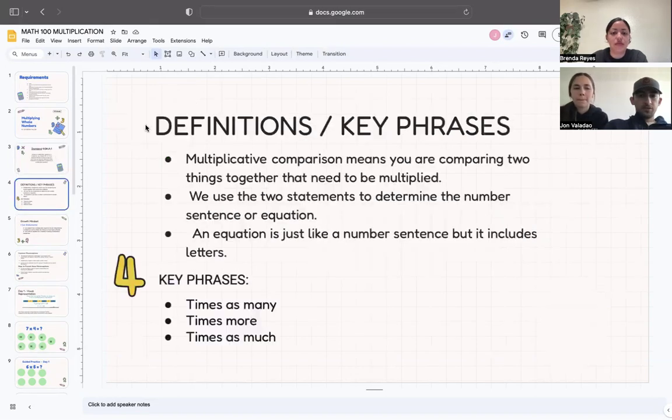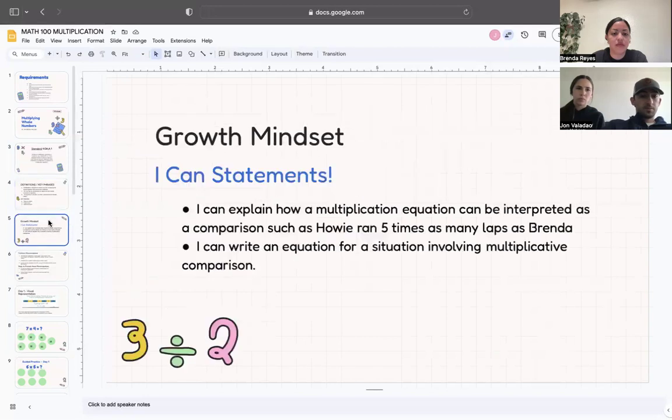So our definitions and key phrases for this lesson. Multiplicative comparison means you are comparing two things together that need to be multiplied. We use the two statements to determine the number sentence or equation. An equation is just like a number sentence, but it includes letters. And our key phrases include times as many, times more, and times as much.